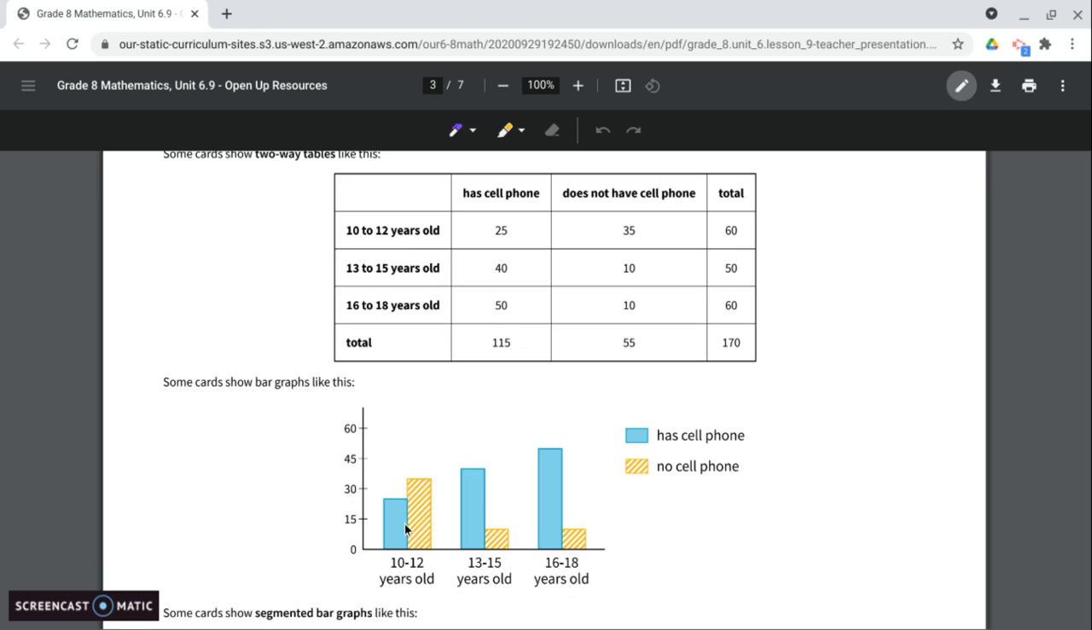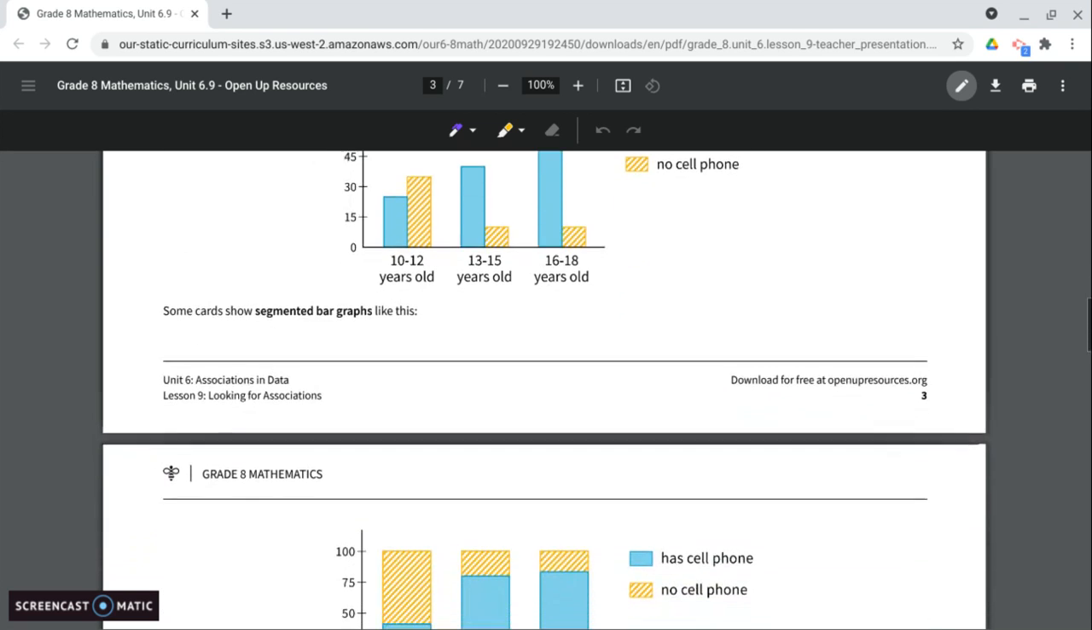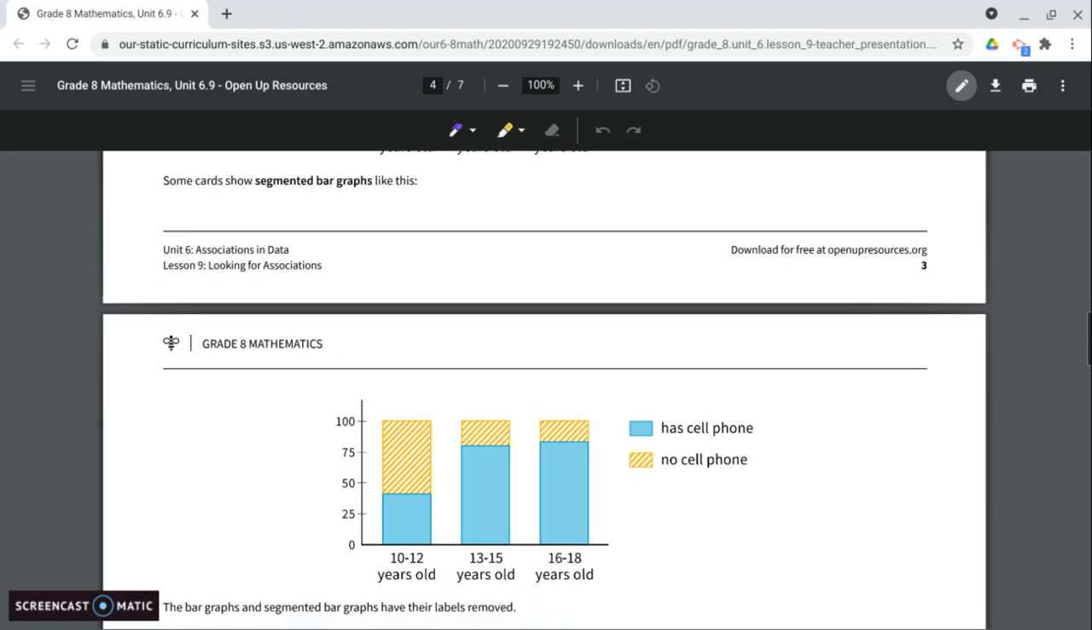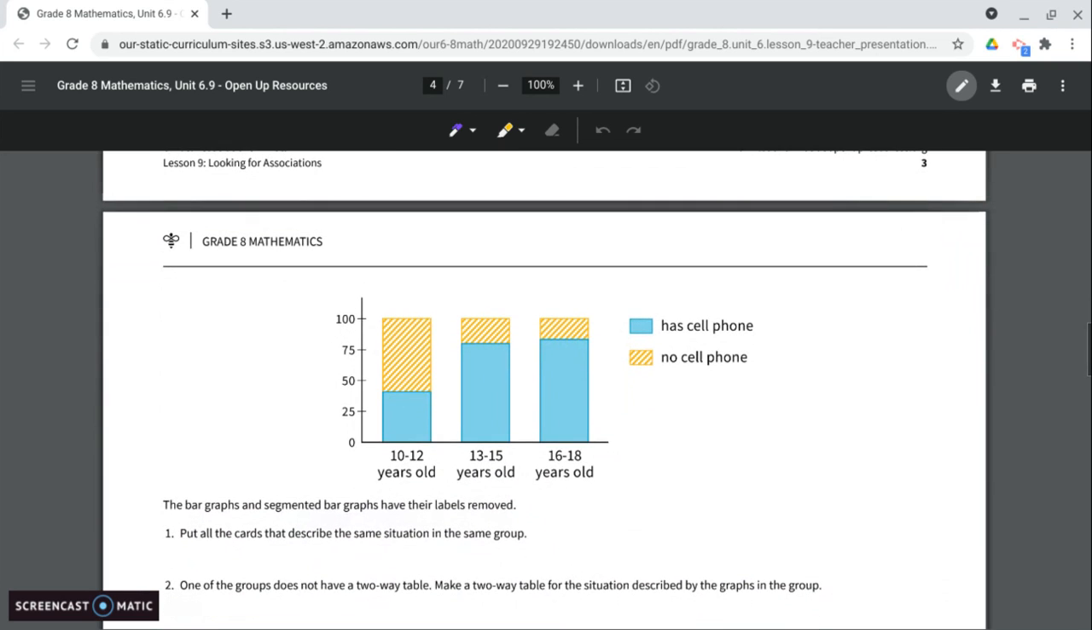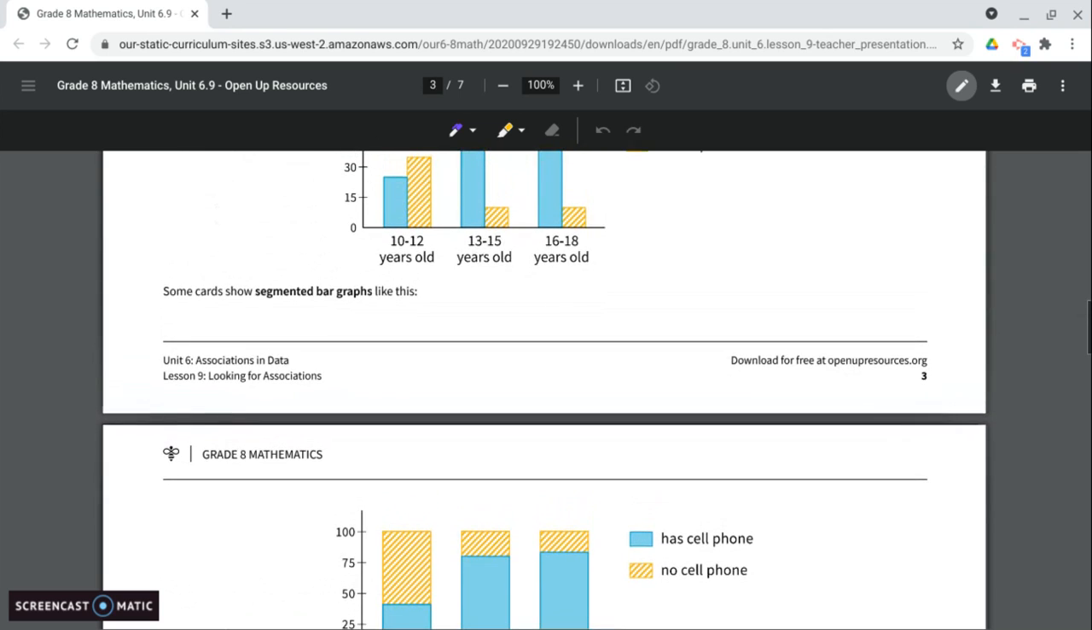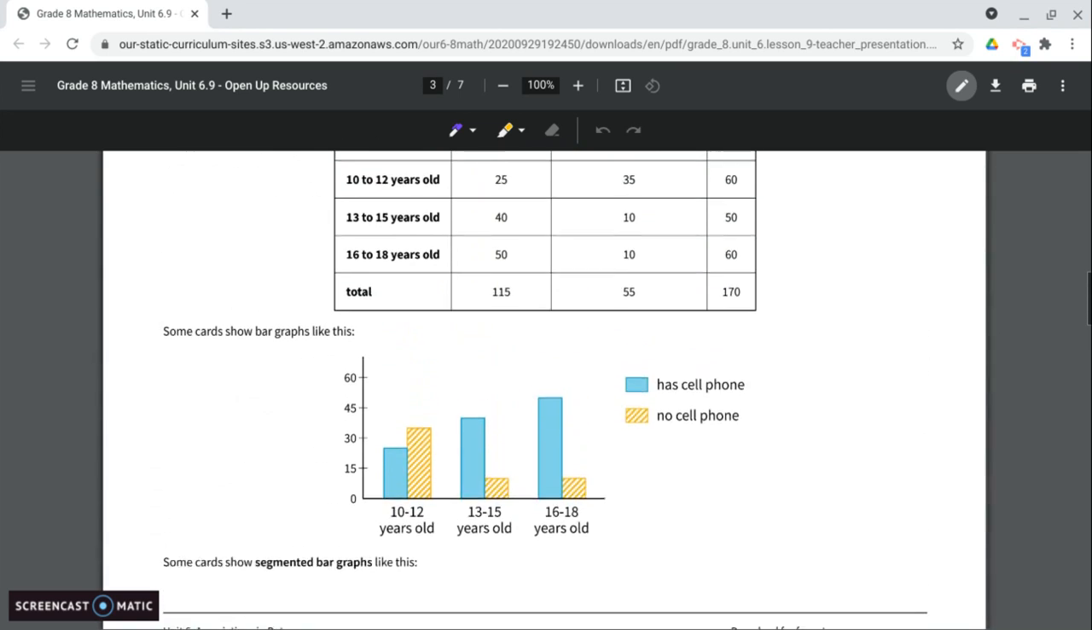So we've got our 10 and 12-year-olds. One shading is a cell phone, the other is no cell phone, so we can see that difference. Then there's what's known as a segmented bar graph. A segmented bar graph is where the bars for the ages, rather than having two separate ones, represent the full 100. So now we're looking at it in terms of percentages rather than the actual amount per se.